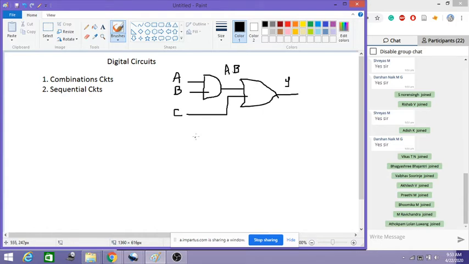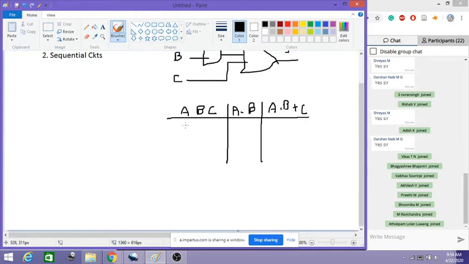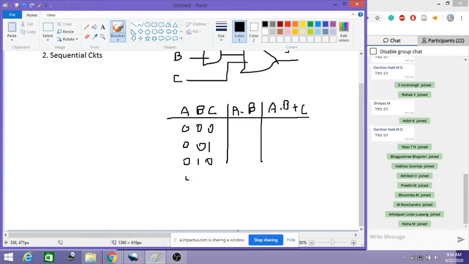If I write the truth table for this, since it has three inputs, I'll write here A, B, C, and this is A into B, and then there is one more step here, that is A into B plus C. Let us write a few inputs here: 0 0 0, 0 0 1, 0 1 0, 0 1 1, 1 0 0. I'll restrict only to this; we can continue even up to triple ones. Let us see the output.